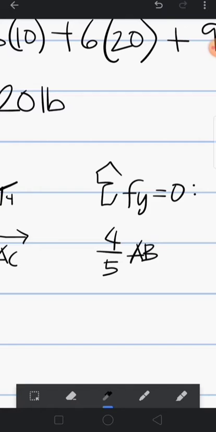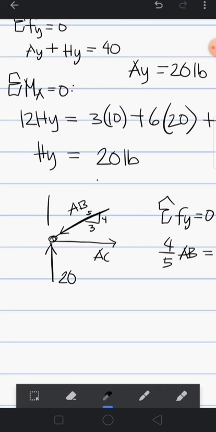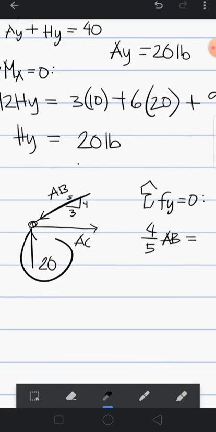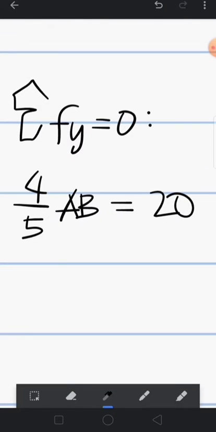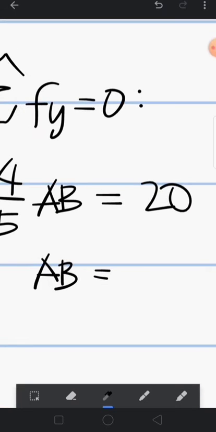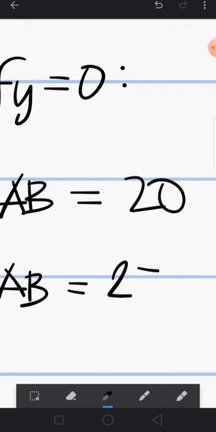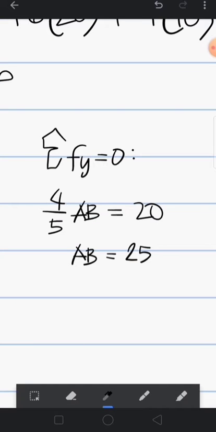4/5 of AB to the downward force is equal to the upward force, which is equal to 20. Therefore, AB is equal to 20 times 5, that's 100, divided by 4. I think that's 25. Right? 20 divided by 4, that's... 100 divided by 4 is exactly 25 pounds.